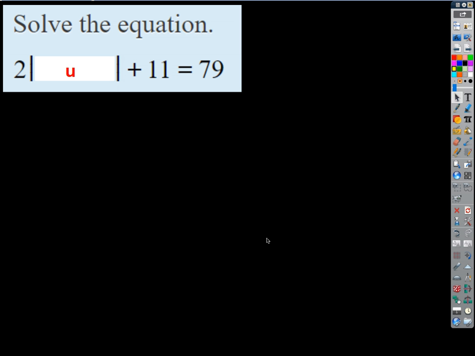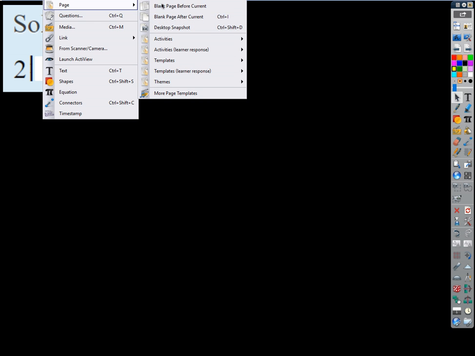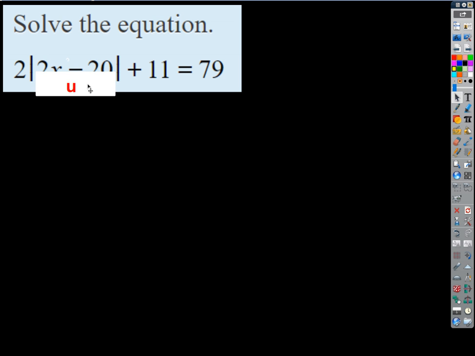34. 34? What's on the inside of it? Hmm? What's on the inside? Inside is 2x minus 20. I'll leave it like that. How's that?